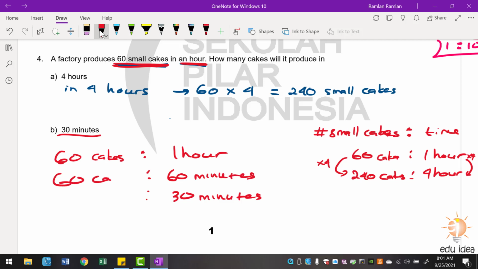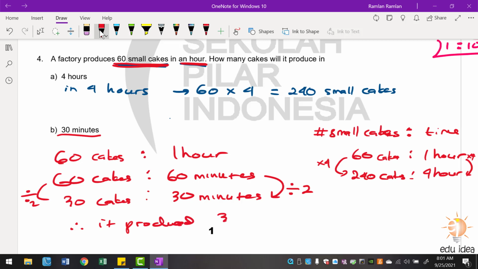For 60 cakes produced in 60 minutes. And we know that if you want to go from 60 to 30, you divide this by 2, right? So you do the same thing with the other side. You divide this also by 2, you get 30 cakes. So in conclusion, it produced 30 cakes in 30 minutes.